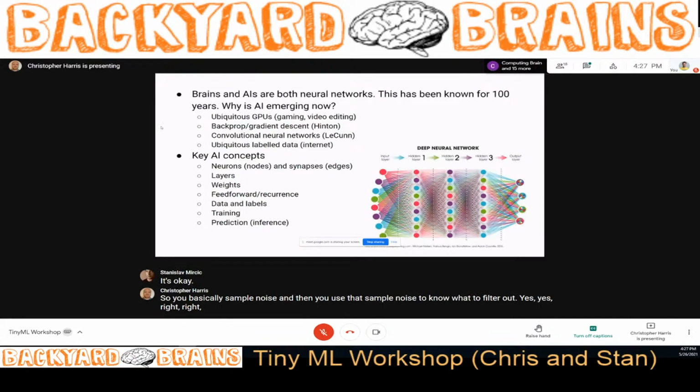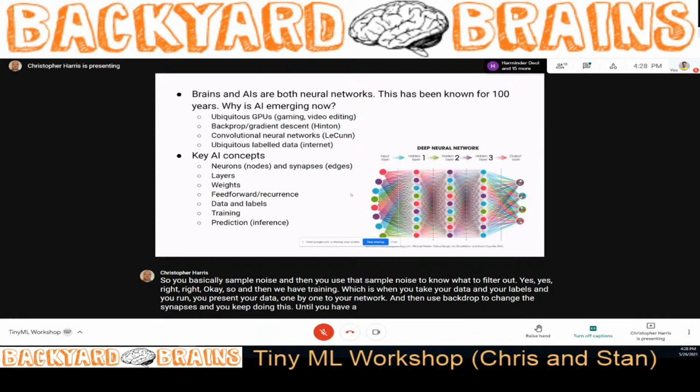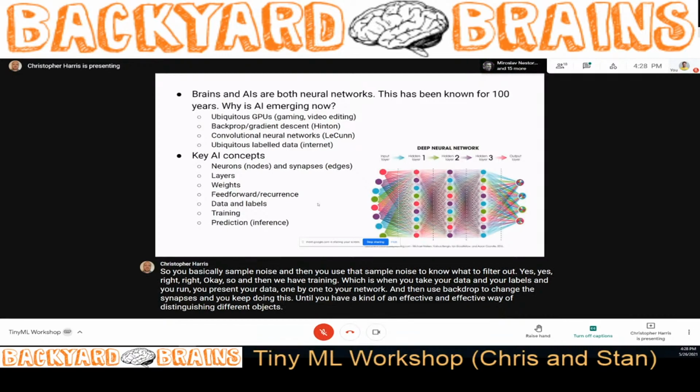Okay, and then we have training, which is when you take your data and your labels, and you present your data one by one to your network, and then you use backprop to change the synapses, and you keep doing this until you have an effective way of distinguishing different objects. And it's now working shockingly well.